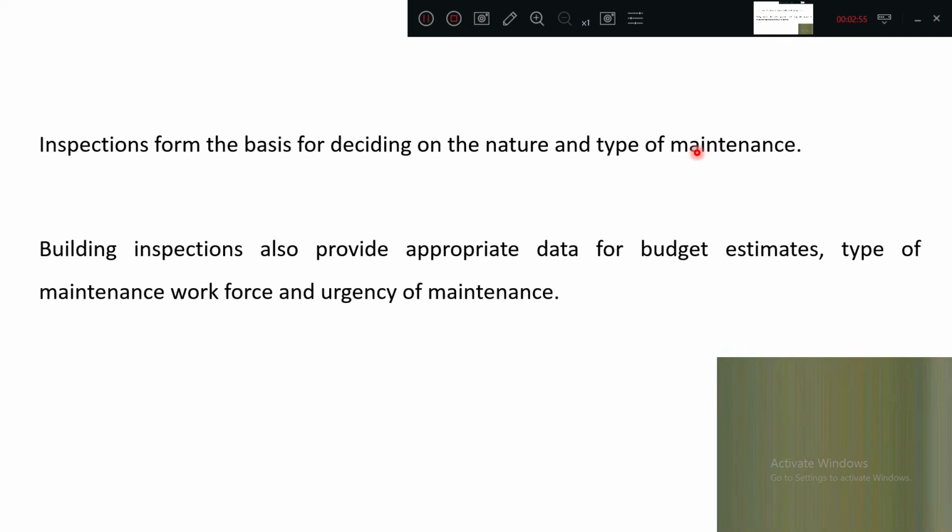Building inspections also provide appropriate data for budget estimates. You have the data and the information, and from there you can calculate the amount required for maintenance. Type of maintenance: again the same thing, preventive, corrective, emergency. And urgency of maintenance. Urgency means within 1 week, within 2 days, like that. So this inspection report is a basis for budgets, type of maintenance work, and urgency type.